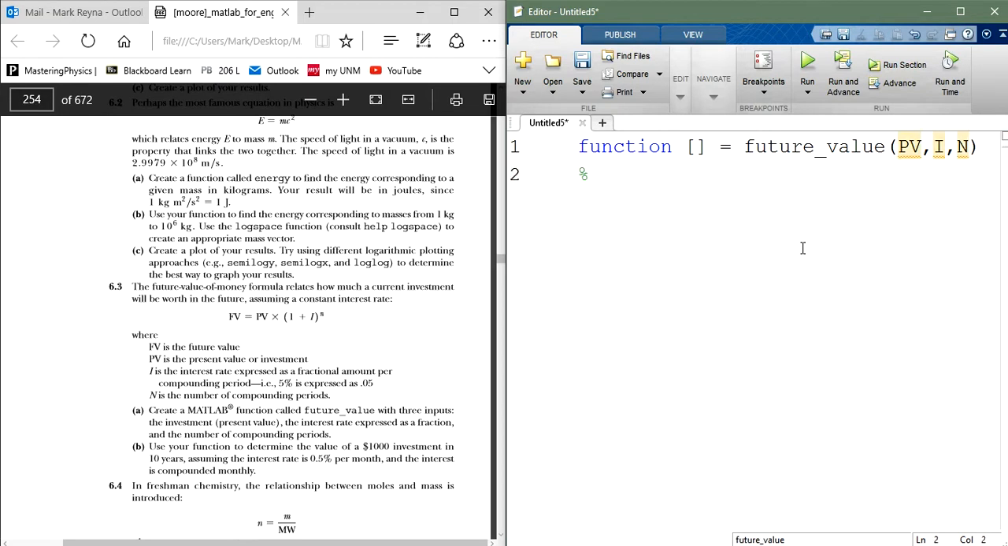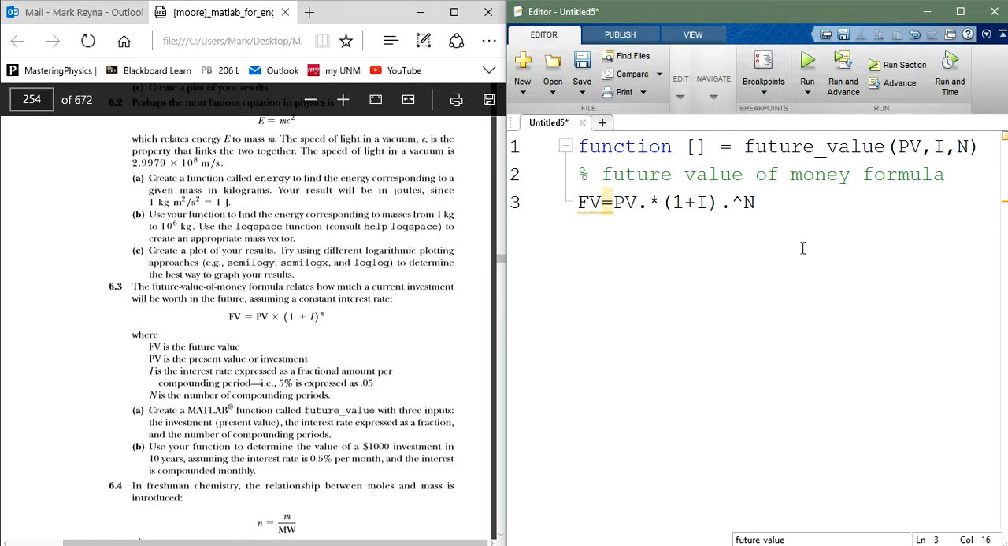And I'm going to write a little note to myself. Future value of money formula. Now I'm ready to start coding. In which case I just say FV is equal to PV times 1 plus i to the n. Now I'm just going to throw a dot everywhere because I don't know, just in case.